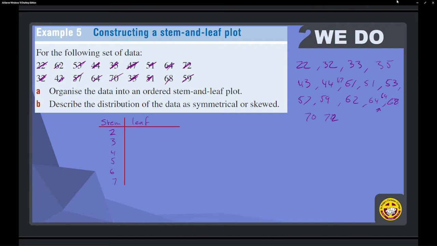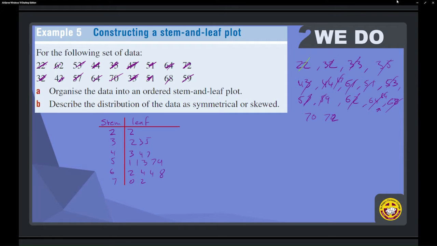And now what we do is we simply just go down our ordered list, cross off the number, add it to the leaf. We've got a 32, a 33, a 35. We've got a 43, a 44, and a 47. We've got two 51s, 53, 57, 59. We've got 62, 64, 64, 68, and then 70 and 72.